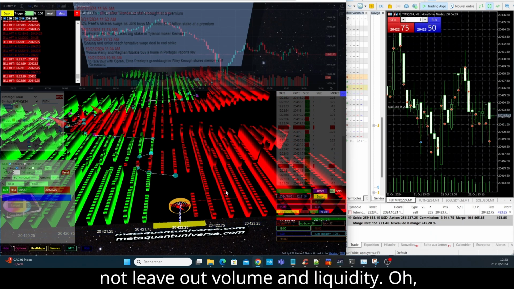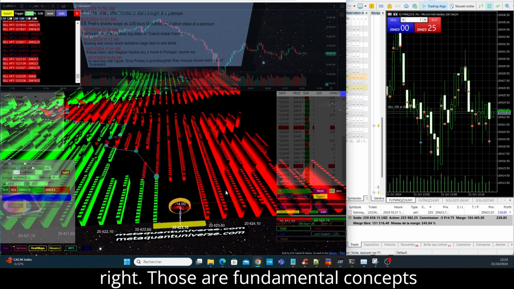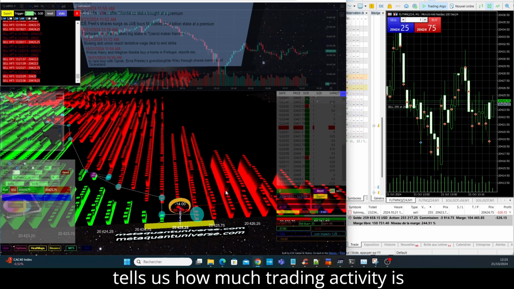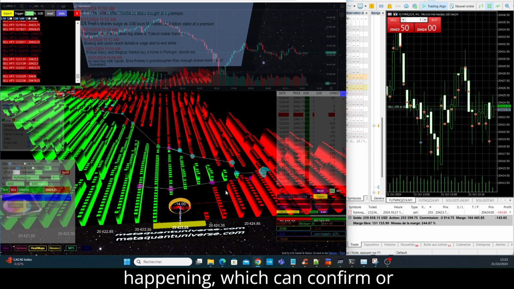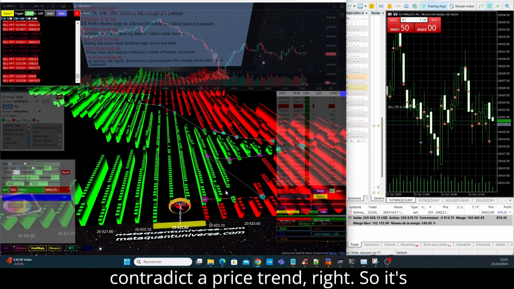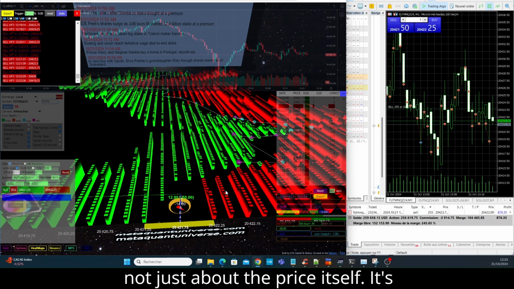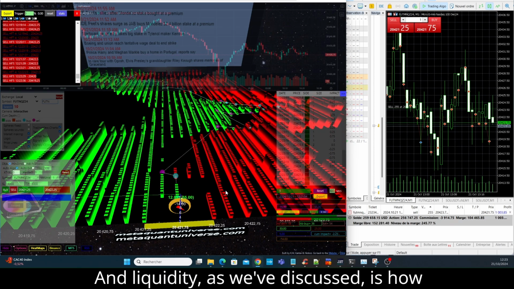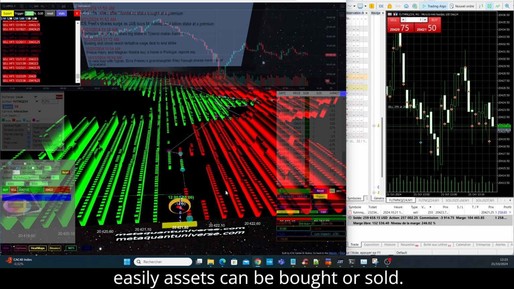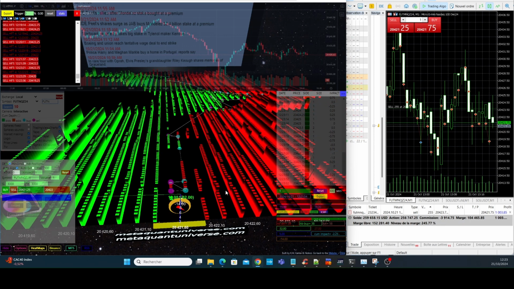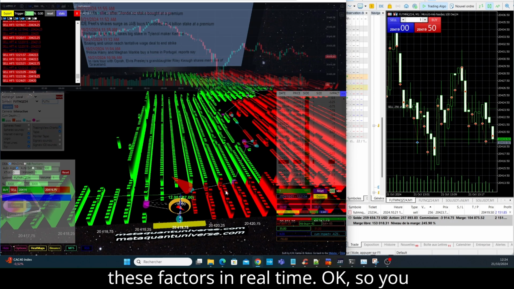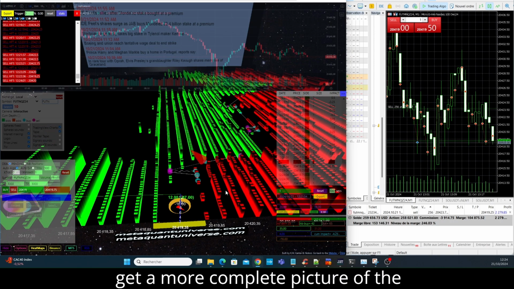Exactly. And let's not leave out volume and liquidity. Those are fundamental concepts that are often overlooked. Volume tells us how much trading activity is happening, which can confirm or contradict a price trend. So it's not just about the price itself. It's about the activity around it. And liquidity, as we've discussed, is how easily assets can be bought or sold. And MetaQuant 4D lets you analyze both of these factors in real time. So you get a more complete picture of the market.